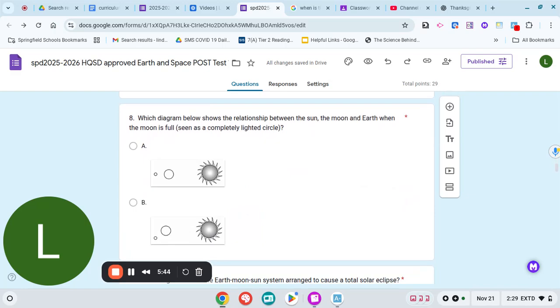Number 8. Which diagram below shows the relationship between the sun, the moon, and the earth when the moon is full? So when it's a full circle. Is it A, with the moon here, the earth here, and the sun here? Or is it B, the moon here, the earth here, and the sun here? Again, which one will create a full moon, A or B?